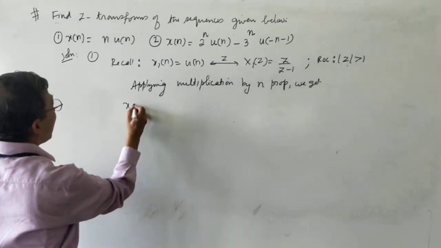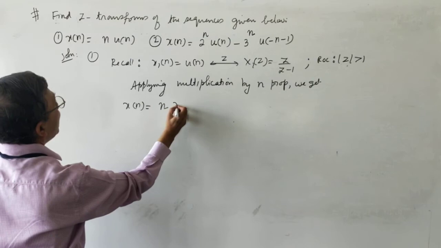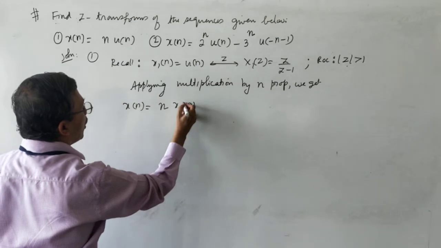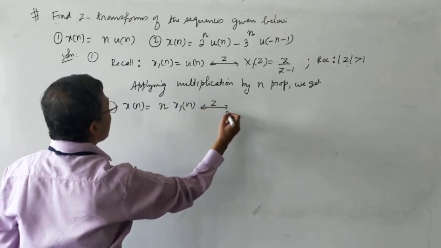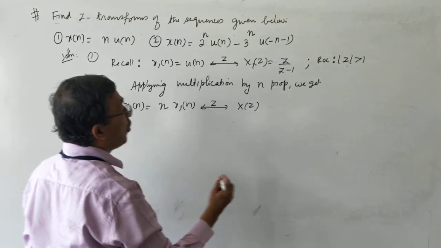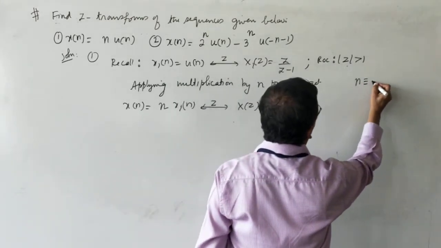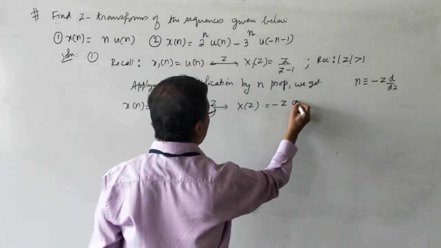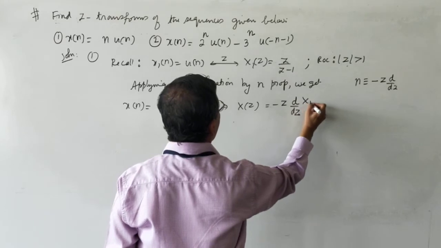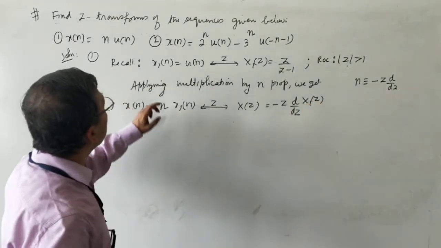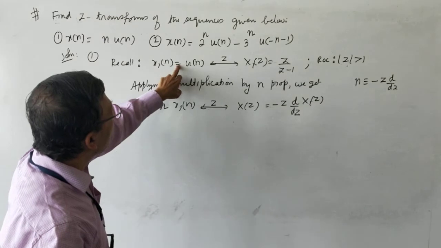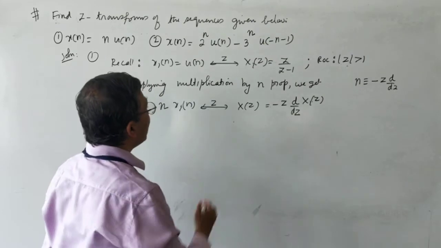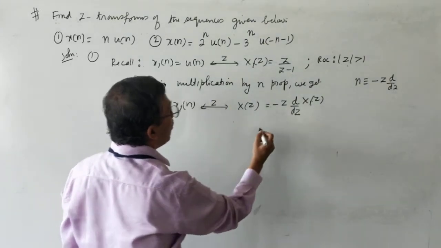What is x of n? x of n is equal to n into x1 of n. u of n is nothing but x1 of n. x1 of n has a z transform x1 of z. What is the equivalent of n? I told you the equivalent of n is minus z into d by dz. Therefore, x of z is minus z into d by dz operating on x1 of z. I repeat, if you multiply u of n by n, this gets differentiated with respect to z and gets multiplied by minus z. This is called applying multiplication by n property.